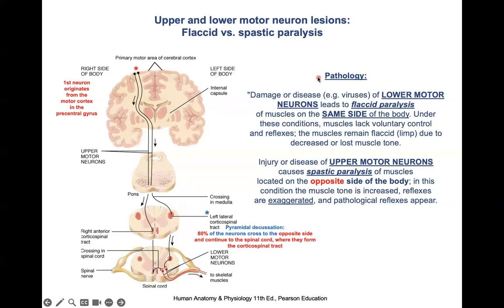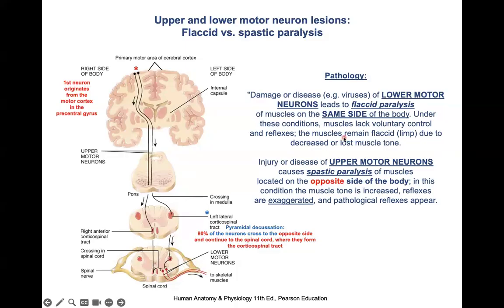Now let's discuss two types of pathologies: flaccid versus spastic paralysis. Lower motor neuron damage, left or right hand sided. So damage or disease, this can be from viruses or any other causes. Damage or disease of lower motor neurons leads to flaccid paralysis. Why? Remember, the lower motor neurons are always excitatory. If the lower motor neuron is damaged, the muscle may not be able to be excited.